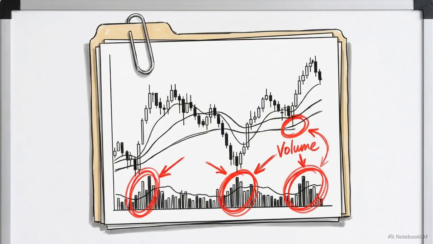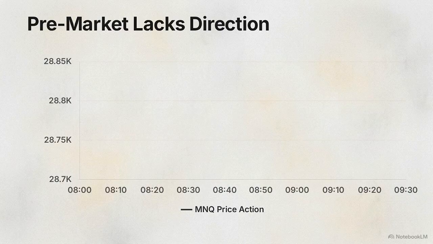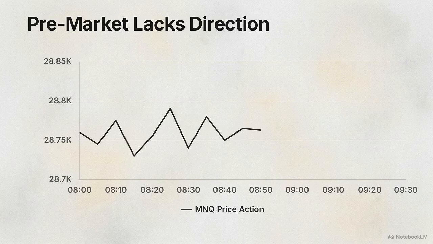To demonstrate how this alignment is achieved, we are examining a specific case study from the morning of May 7, 2026, focusing strictly on the MNQ asset today. Take a look at this initial chart. The pre-market price action here is raw and messy. This jagged price line fluctuates wildly, moving entirely sideways without establishing any clear narrative direction.